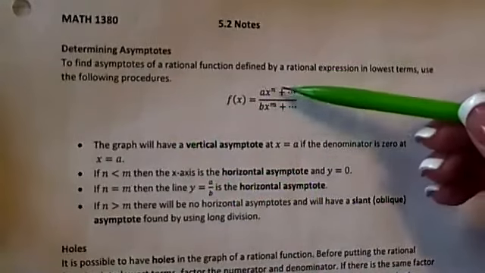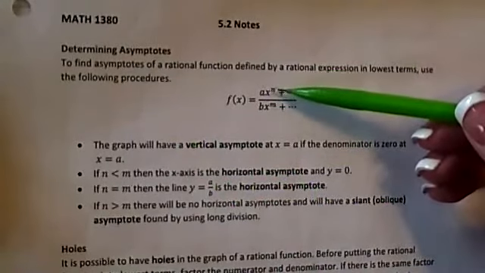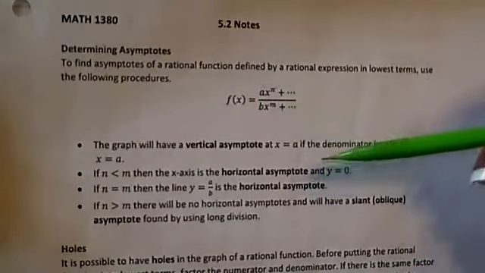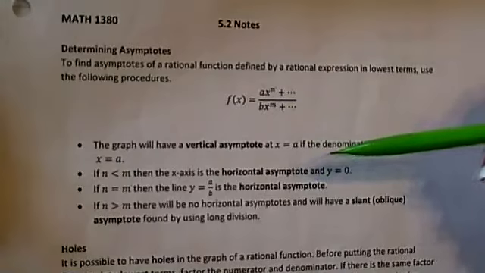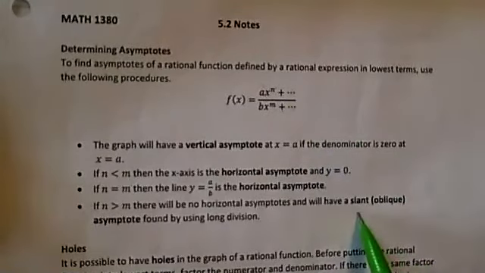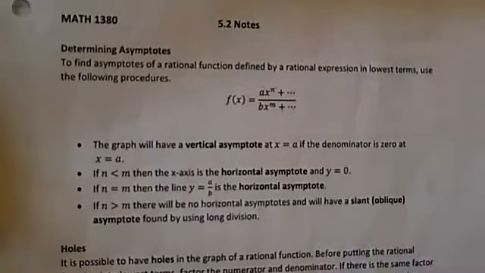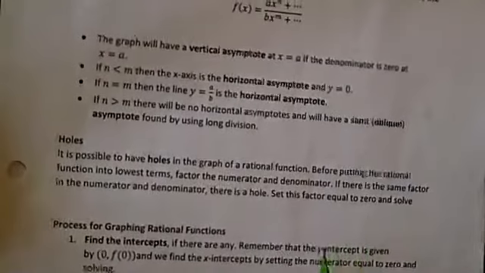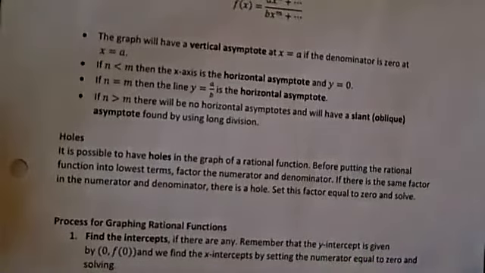Now if this n is larger than this m, then you don't have a horizontal asymptote. What you're going to have instead is a slant asymptote. That's going to lead us into talking about, well, maybe I don't have the slant asymptotes on here. So let's look here. Let me give you these notes.